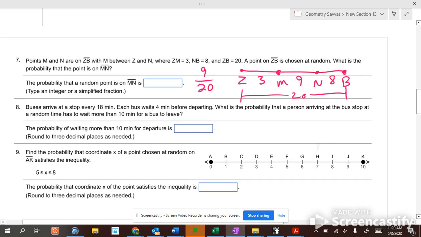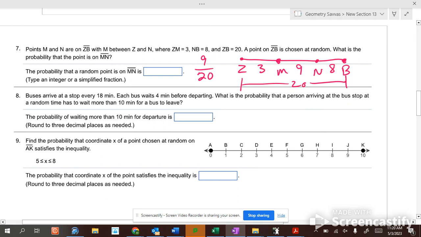Now for the most confusing one. Buses arrive at a bus stop every 18 minutes. Each bus waits 4 minutes before departing. What's the probability that a person arriving at the bus stop at a random time has to wait more than 10 minutes for a bus to leave? Okay? Now, a bus gets there every 18 minutes and then waits 4 minutes and then leaves.